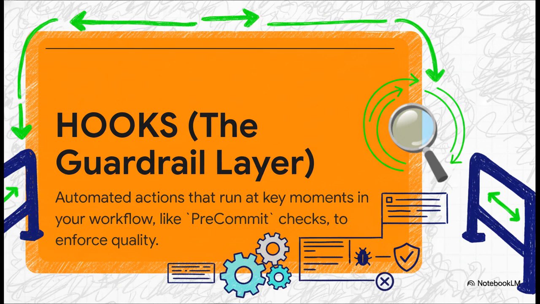All right, next up, hooks. So if skills are your team of experts, hooks are your automated guardrails. They are actions that trigger automatically at key moments. A perfect example is setting up a pre-commit hook. It can automatically run a code linter and a security scan before any code is ever committed. It just enforces quality and consistency across the board without you even lifting a finger.